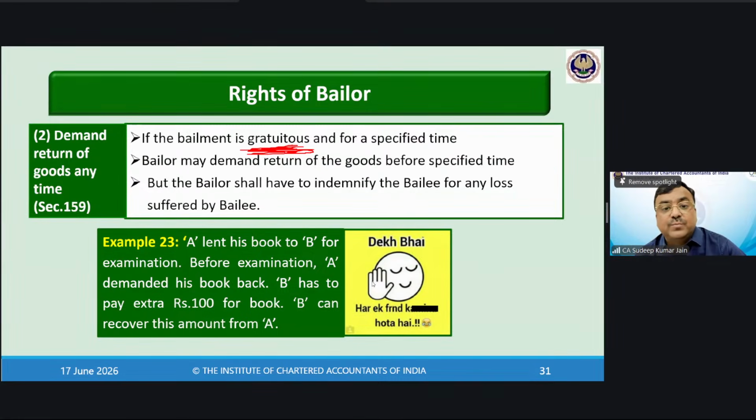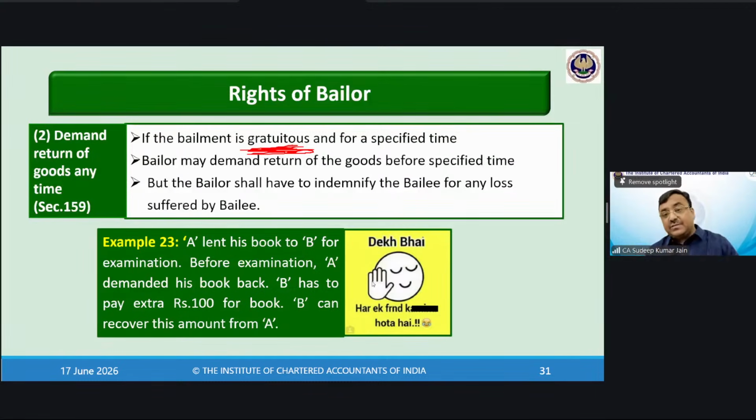A lent his book to B for examination. Before the examination, A demanded his book back. B has to pay an extra 100 rupees for a book. Now B can recover this amount from A. A gave the book to B to study until the exam, and before the exam asked for the book back. Now B had to buy a new book, which cost 100 rupees extra, so B can claim 100 rupees from A.